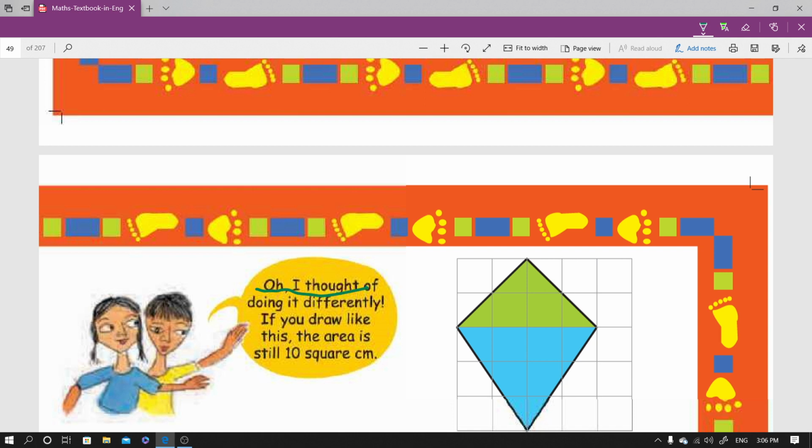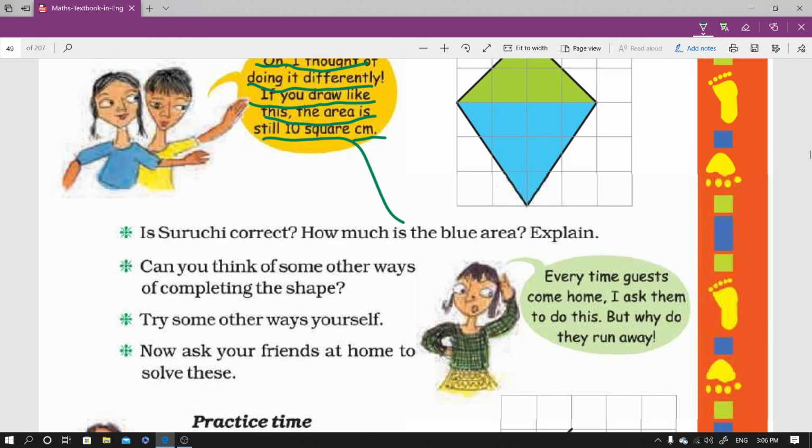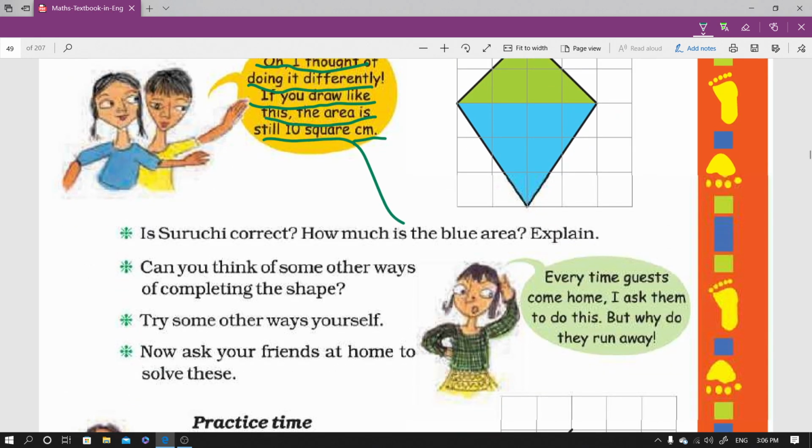Oh, I thought of doing it differently. If you draw like this, the area is still 12 square centimeter. Is Ruchi correct? How much is the blue area? Explain. Can you think of some other ways of completing the shape?